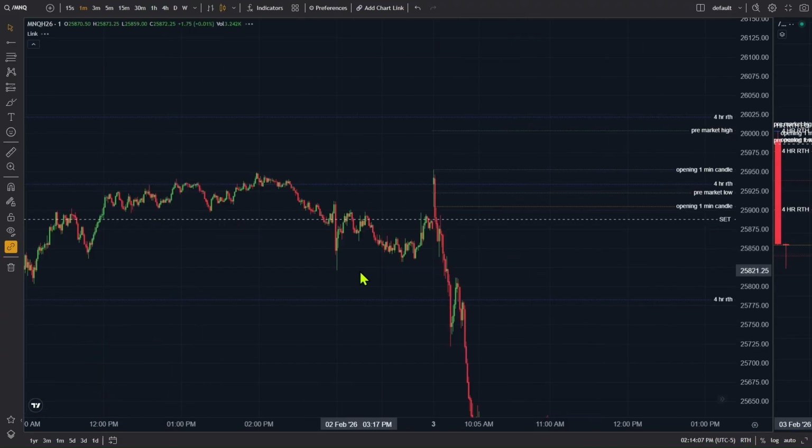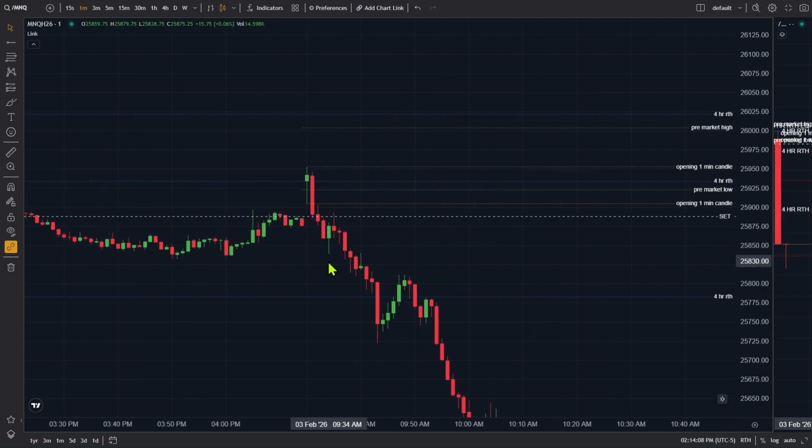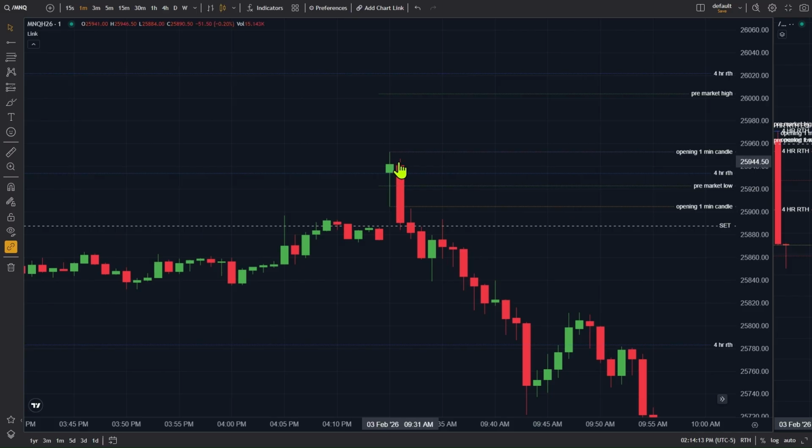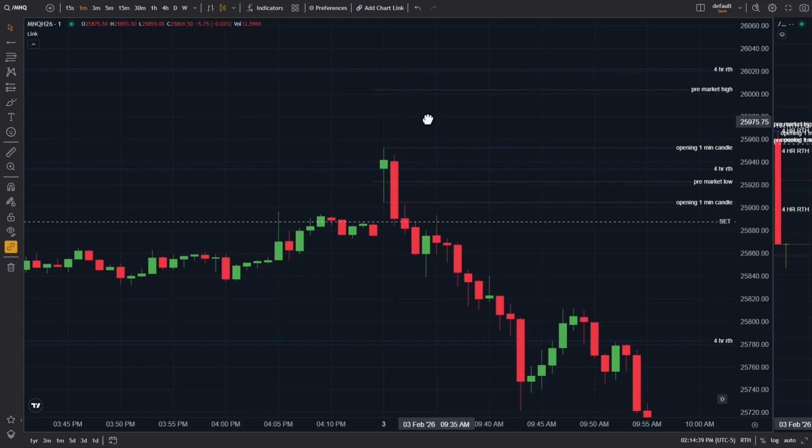Okay, so what I would look for at the open for regular trading hours only, I mark out the high and the low of this first 1 minute candle because that's an important level. So at the open, we pushed up and we took out that 4 hour regular trading hour high again in the open market at 9:30, between 9:30 and 9:31. We took that sucker out. And then started pushing lower, and we took out the low of that 1 minute candle.